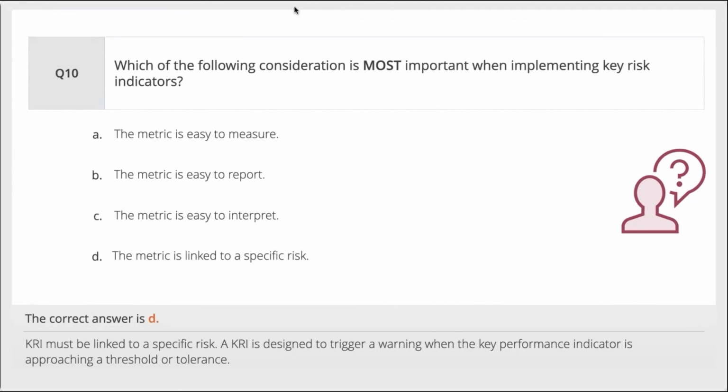Okay, let's see your scores out of 10. Very good.